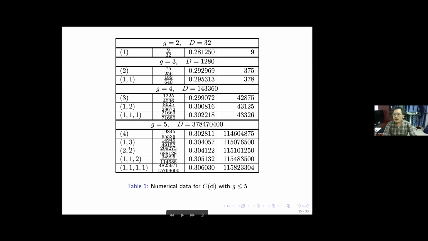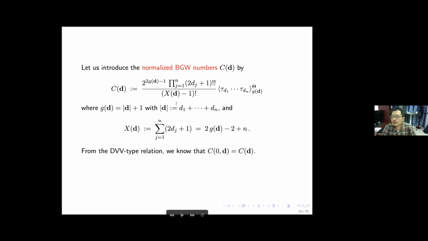So we use some ordering for these partitions, some lexicographic ordering. The denominators are no longer powers of 2. Yes, because we also do the renormalized BGW numbers.